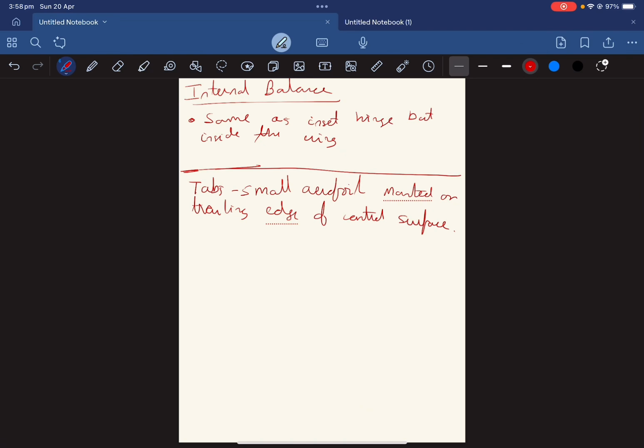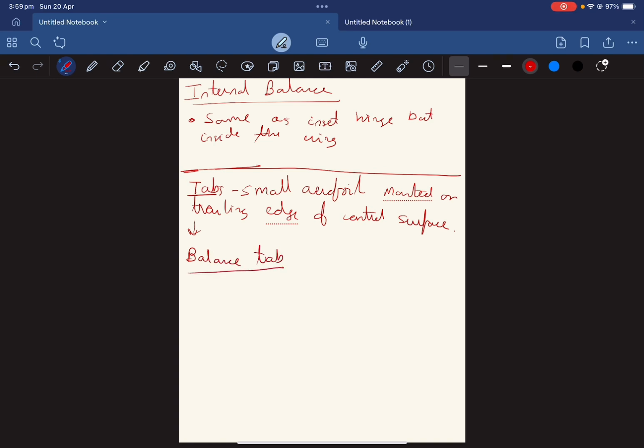So let's discuss some other ways that you could use to reduce your hinge movement. There's a device called tabs. So what are tabs? They are small aerofoils mounted on the trailing edge of the control surface. What they create is a movement that could either increase your hinge movement or reduce it. So let's discuss the first tab, which is the balance tab.